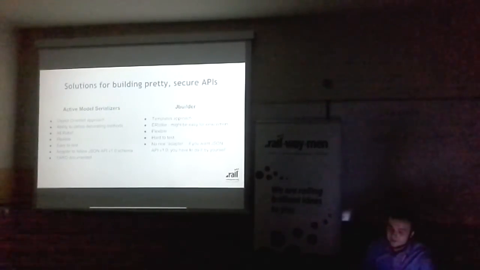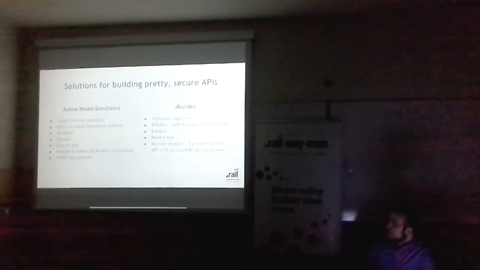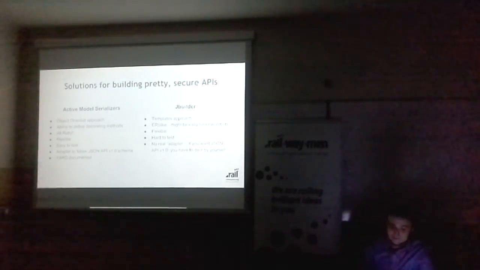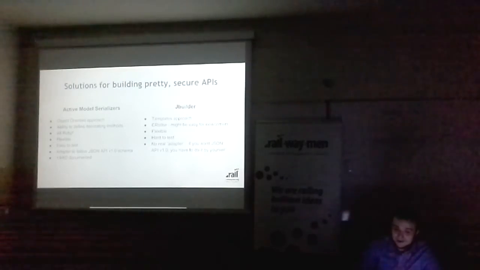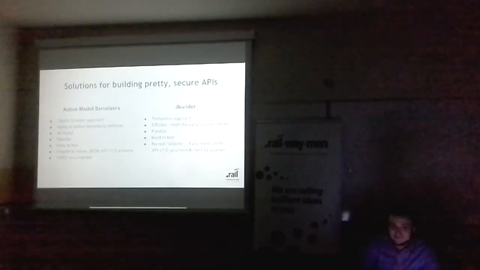There are two gems that are popular right now for building pretty and secure APIs. There's JBuilder and ActiveModel Serializers. And we will talk about the differences between them. So JBuilder probably will be easier for you to learn. It is like the ERB and HAML approach, the template approach, where you just write another template. It's ERB-like. It will be easier for newcomers. It is flexible, no doubt about that. But it is hard to test because you're just creating another form of view. And well, you tend to not test your views, right?